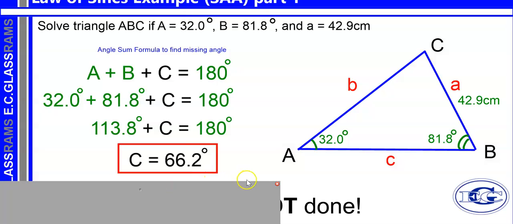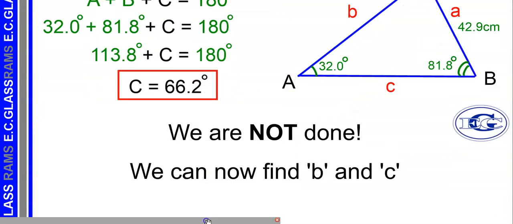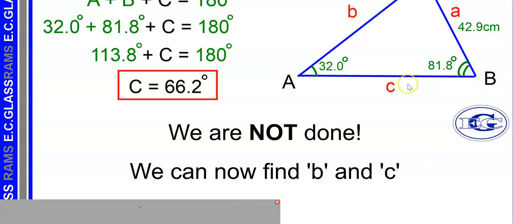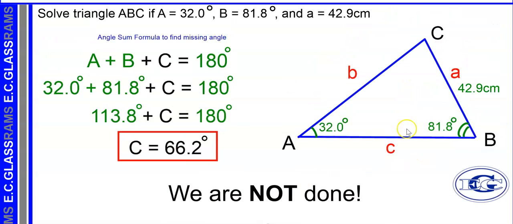So that is one of my angles. So there's one out of three missing pieces I need. But again, I'm not done because I now can find b and c, the two sides I don't have.